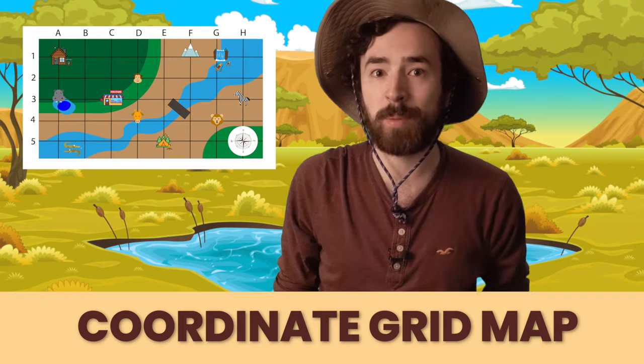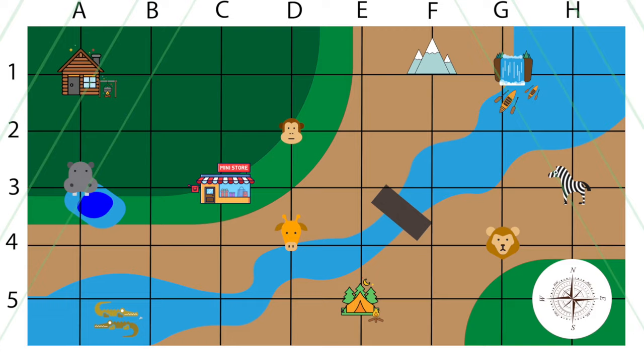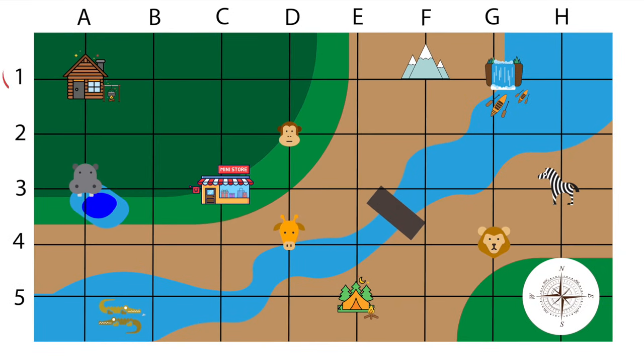It's time to go on a safari adventure using our coordinate grid map. These map coordinates are gonna make it super easy for us to stay organized and figure out where we're gonna go. All right, so let's take a closer look at the map. Okay, let's start with the base camp. It's in row 1, column A. Put your finger on row 1. Got it? Okay, now using your other hand, put a finger on column A. Now to find our base camp coordinate, we're going to move our fingers until they meet. Where they meet at 1A is our base camp. Draw a circle around it.